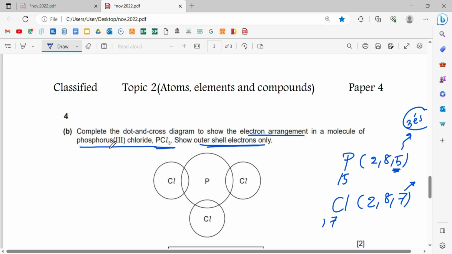So chlorine has 7 electrons in the outer shell, 1, 2, 3, 4, 5, 6, 7, and the same for each of the other chlorine atoms. What about the phosphorus? The phosphorus has 5 electrons and it shares 3 electrons. Phosphorus 5 electrons, 1, 2, 3, 4, and 5.